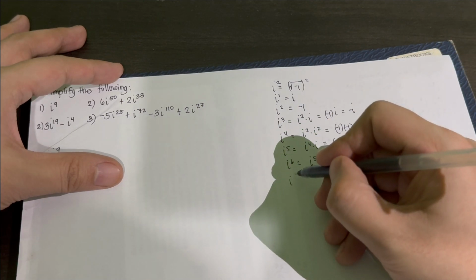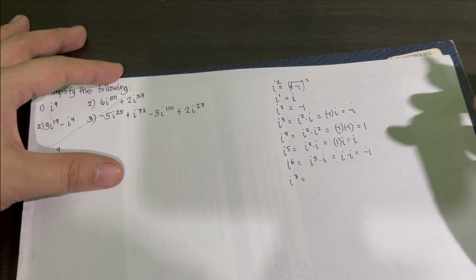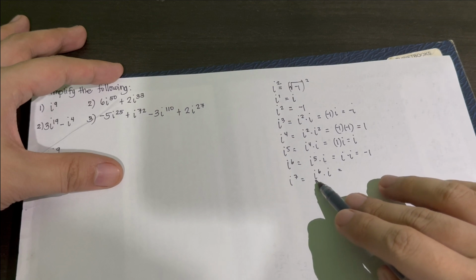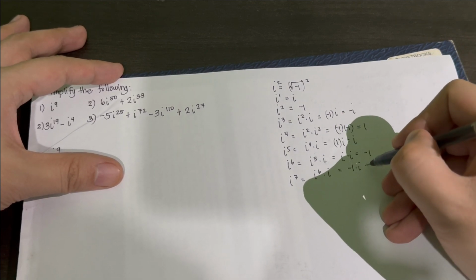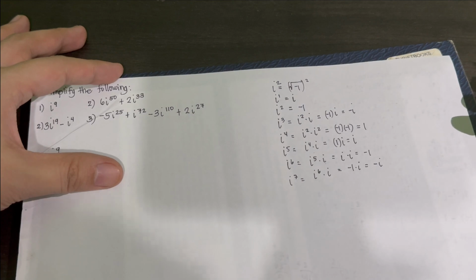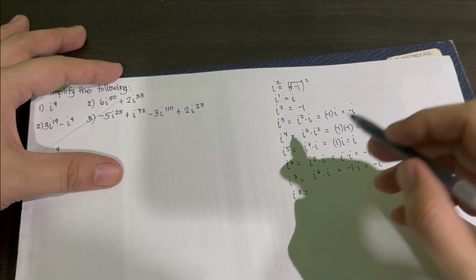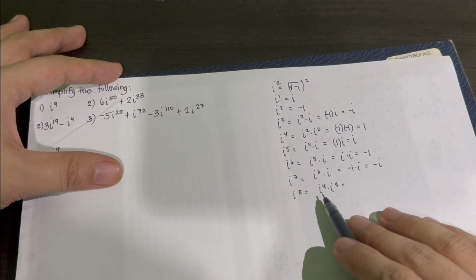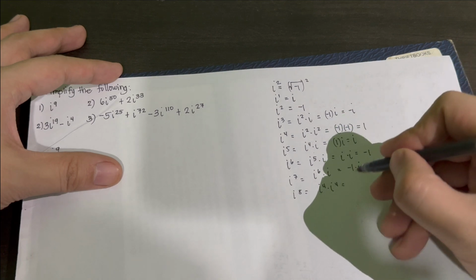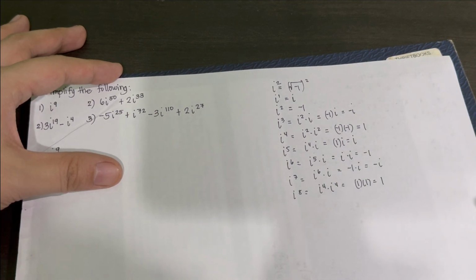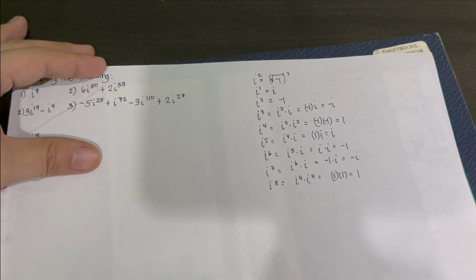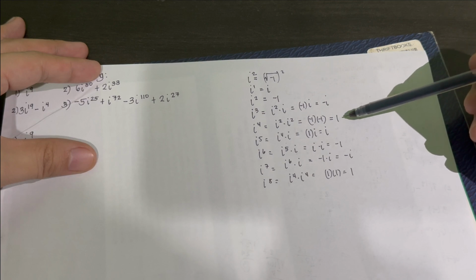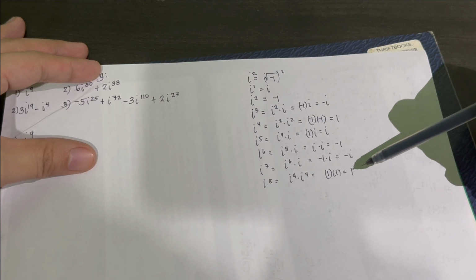I to the seventh, bale I to the 6 times I. But yung I to the 6 is negative 1 times I, negative I. I to the 8, so that's I to the 4 times I to the 4th. But I to the 4th times I to the 4th is parehong 1. So that's equal to 1. So see, naulit yung pattern na I, negative 1, negative I, 1, I, negative 1, negative I, 1.